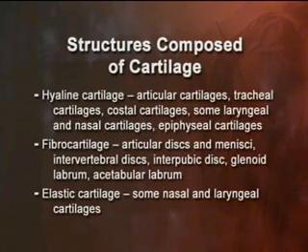The interpubic disc, which we'll take a look at in a future session on a skeletal model, is made of fibrocartilage. And then the glenoid labrum and acetabular labrum are formed of fibrocartilage, and that kind of deepens the acetabulum and the glenoid fossa of the scapulae.